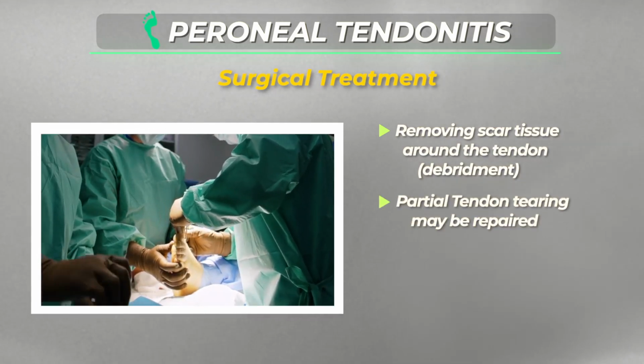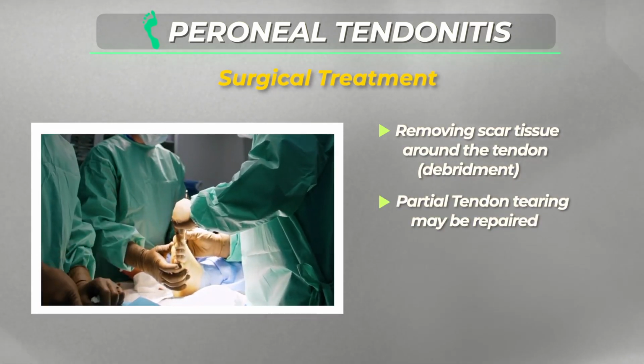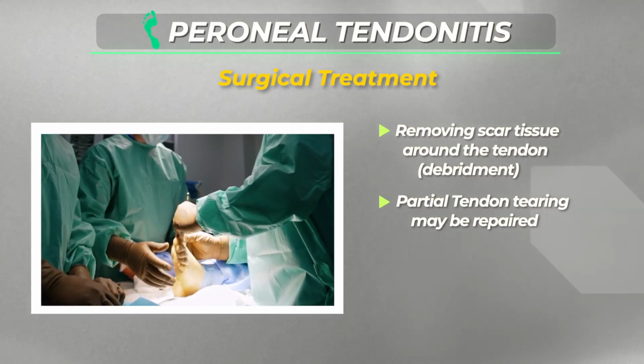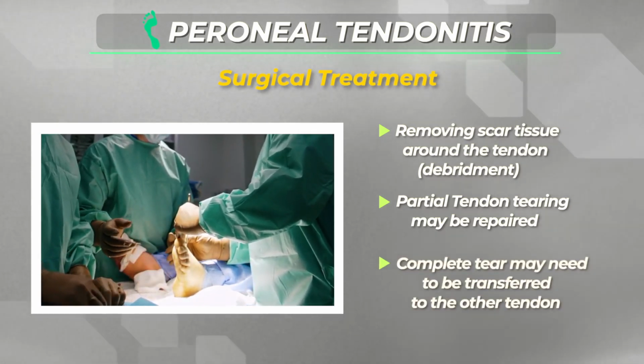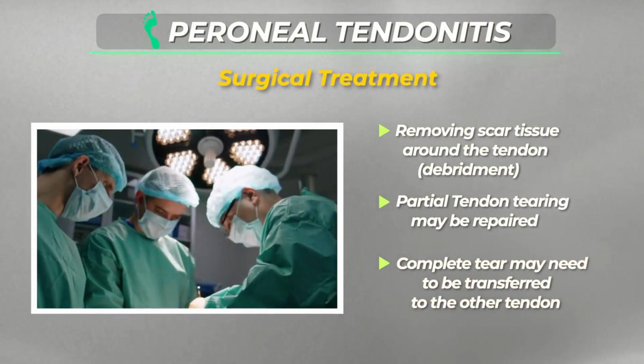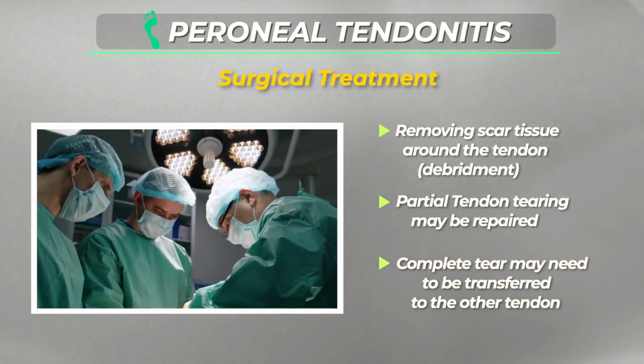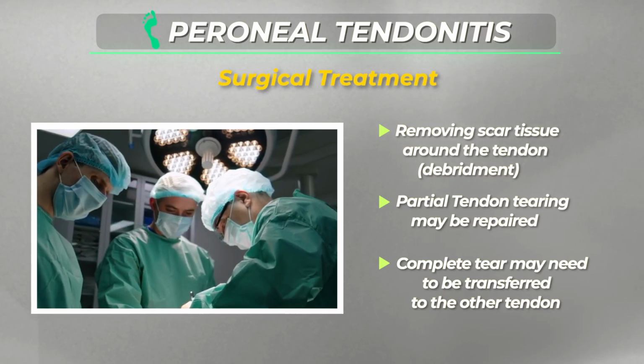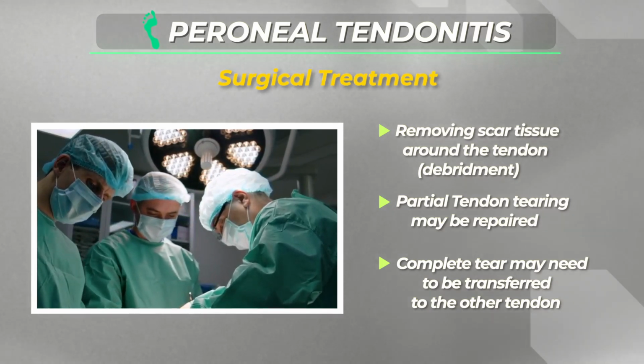If one of the peroneal tendons is partially torn, it may be able to be repaired. However, if there is a complete or near complete tearing of one of the tendons, the end of the torn tendon that the muscle is attached to may need to be transferred into the other peroneal tendon.